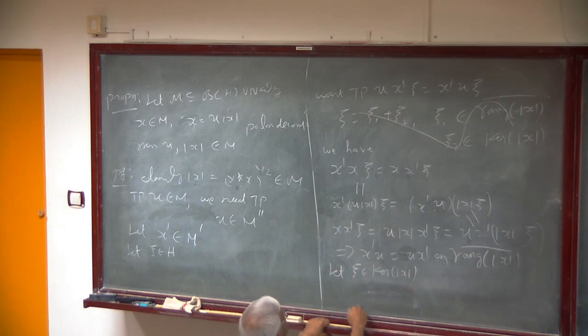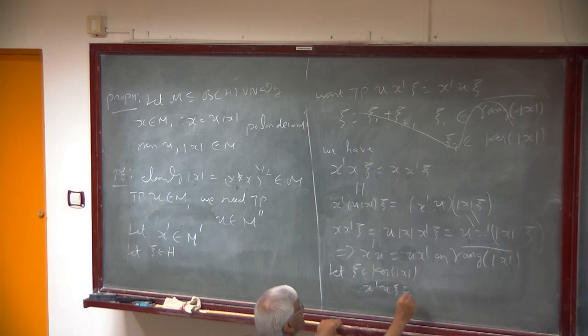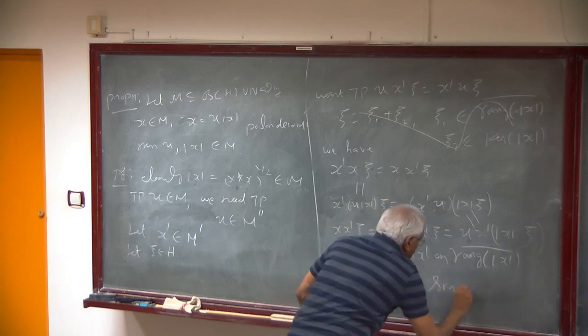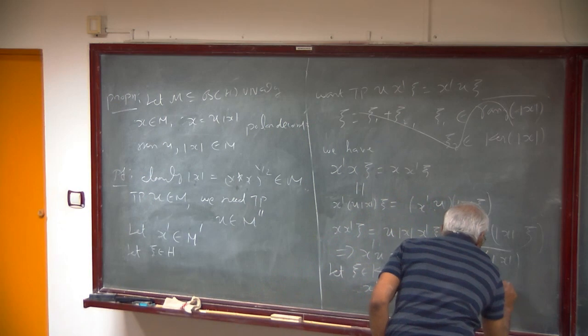What do you have to prove? I have to prove that u x prime xi is in the kernel of mod x. Let x prime u xi equal to 0, since mod x xi is in the kernel of u also.